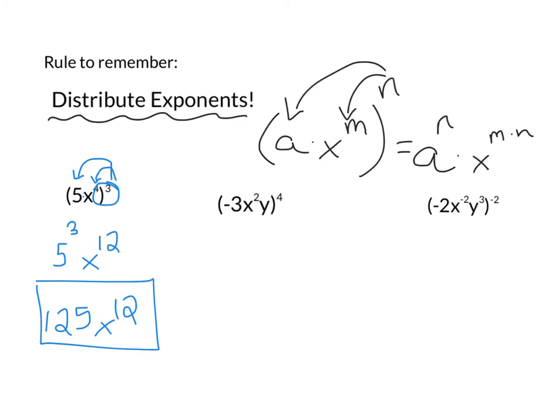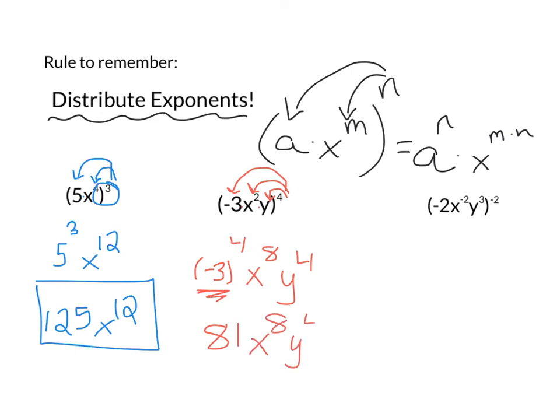Alright, so next one here. Same thing, exponent on the outside needs to go to everything inside parentheses. So this becomes a negative 3 raised to the power of 4. And then x, multiply your exponents 2 and 4, x to the 8th. And then the y, it doesn't have an exponent, which technically means it's exponent 1. So 1 times 4 is 4. And then finish evaluating this. Negative 3 inside parentheses raised to the even power of 4, so that's a positive 81, x to the 8th, y to the 4th.